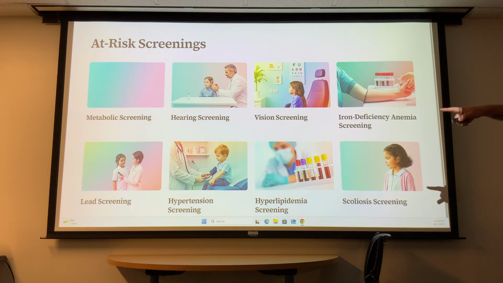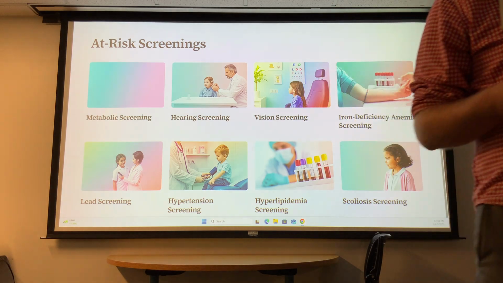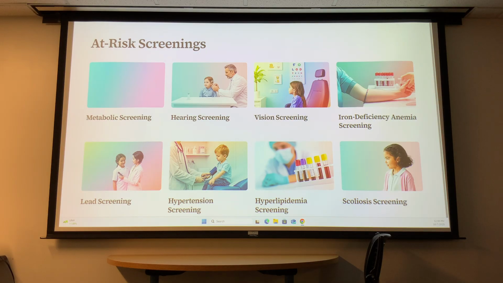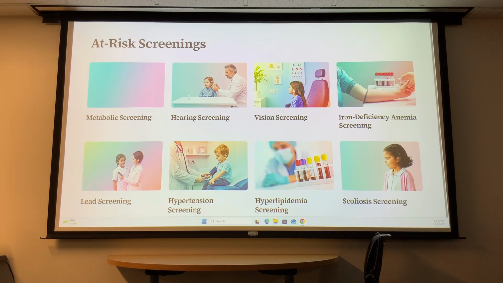Lead screening. If they live in a house that's older than 1960, I think 1960 is when they stopped using lead paint. So newer houses, not really an issue, but older houses, I want to say it's before 1960. If they live in a condition where that might be an issue, we'll test them for that. And then hypertension, hyperlipidemia, so if you've got overweight children, stuff like that, we want to make sure that we're screening for those things, as well as scoliosis.